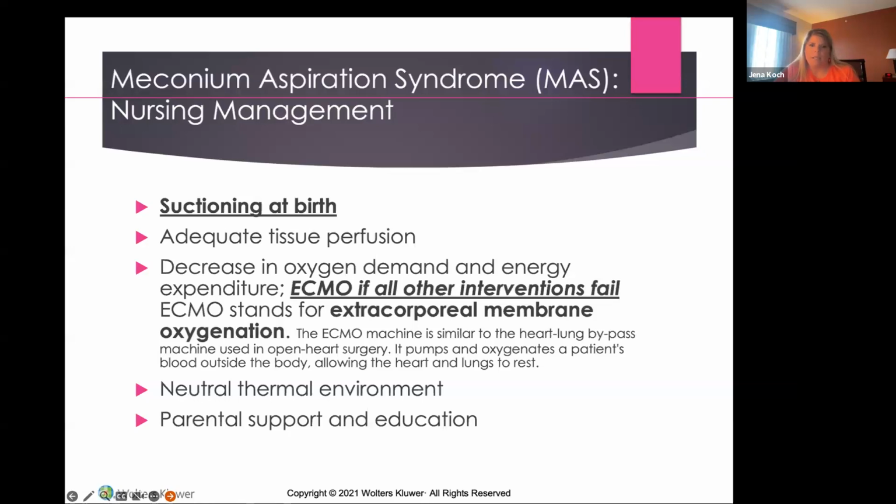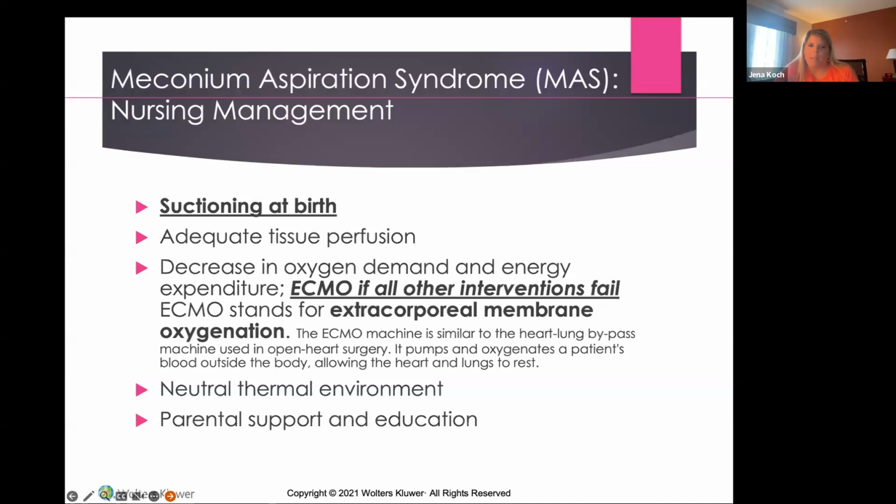ECMO is not done anywhere in Bakersfield. Typically, they're sent either to LA or to Madera Valley Children's. It's very rare, and it all depends on the gestational age as far as whether this treatment is a possibility. What it is, is similar to the heart and lung bypass that they use for open heart surgery. It allows the heart and lungs to rest while it pumps and oxygenates the newborn's blood outside of the body.